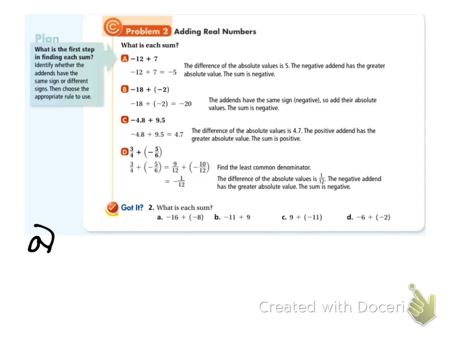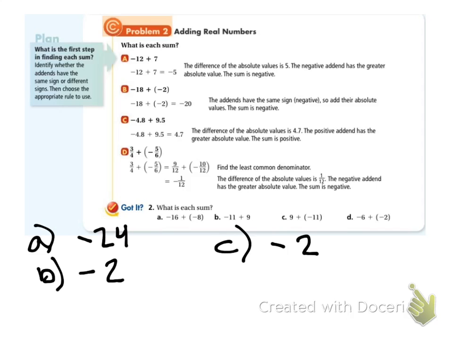Okay, so for A, -16 plus -8. They're both negative, so my answer is going to be negative, and I get -24. B, I have -11 and +9. -11 is bigger, so my answer is going to be negative. I get -2. C, I have 9 plus -11. My -11 is the biggest, so I'm also going to get -2 here.